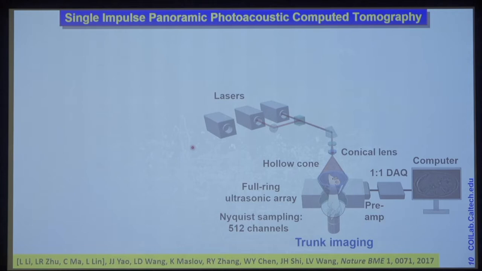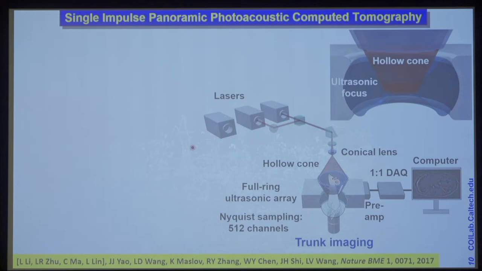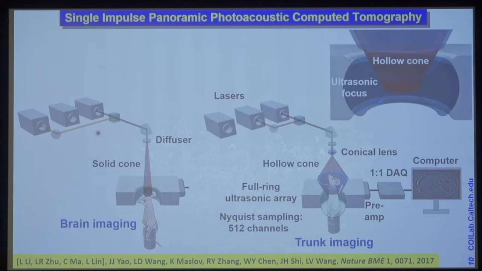Here's a close-up. You have this hollow cone beam for focusing. We have an ultrasonic focusing for elevational resolution, but the lateral resolution comes from the inverse spherical readout transformation. And the system can be used for brain imaging as well. So here we use a diffuser to generate a solid cone beam, as opposed to a hollow cone beam. And the rest of the system is very much the same as trunk imaging.